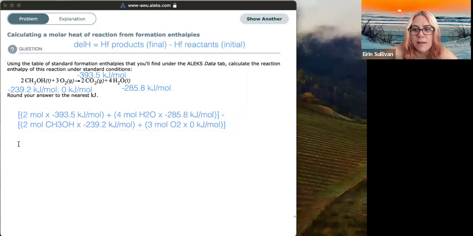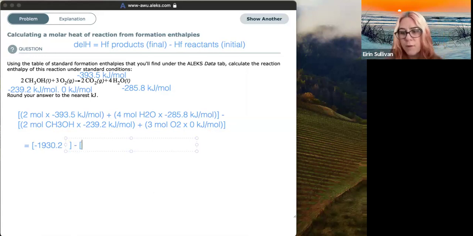So, number 1 then. 2 times minus 393.5. Can I use my calculator? I don't know. It's highly unlikely. You know, I'm going to pause it because you don't want to spend ages looking at me typing things into my... All right. So for the first one, I got minus 1930.2. And then I can subtract from that. And this is where we're probably going to get like a minus of a minus. 2 times minus 239.2. So that's minus 478.4 kilojoules. So you might want to be careful when I do each bracket separately.